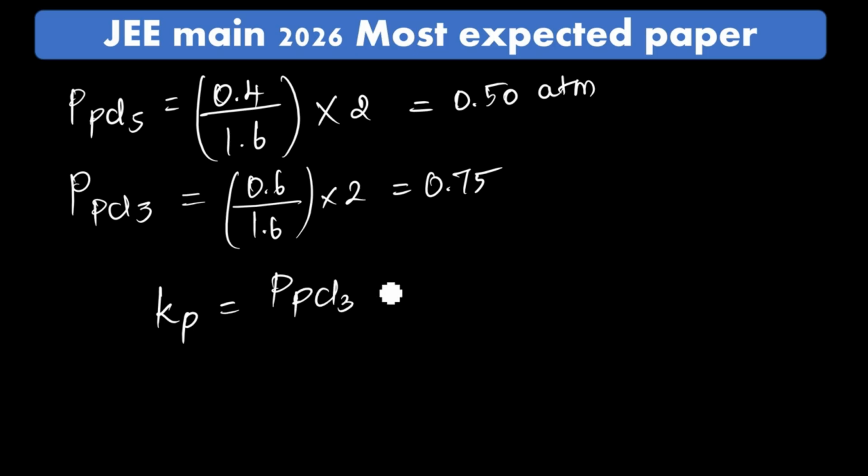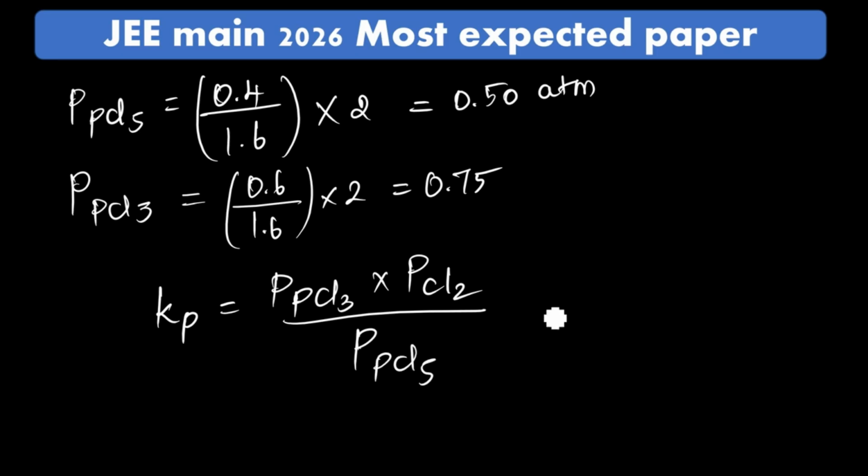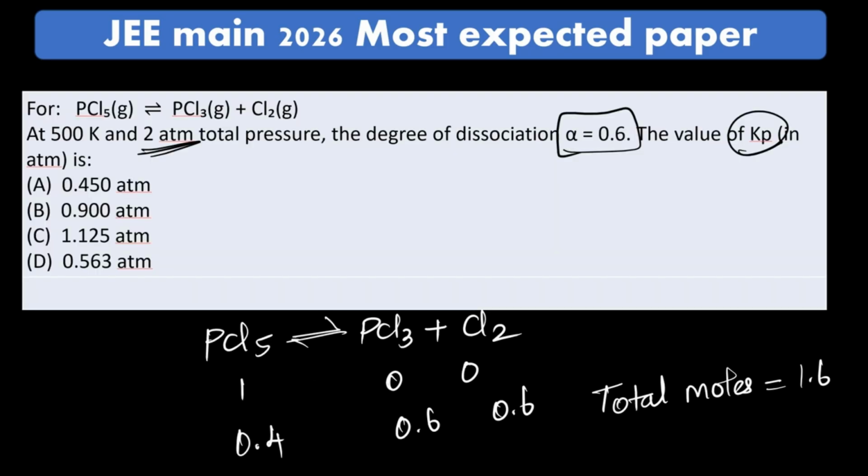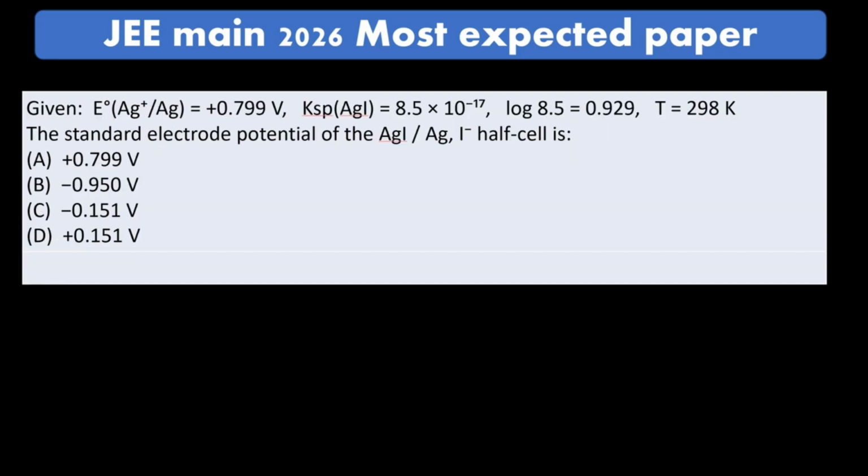Partial pressure of PCl3 into partial pressure of Cl2 by partial pressure of PCl5, which is 0.75 into 0.75 divided by 0.50, which comes out to be 1.12. Let's check the option. Yes, 1.12. So you should know what degree of dissociation means. Okay, let's move on to the next one.